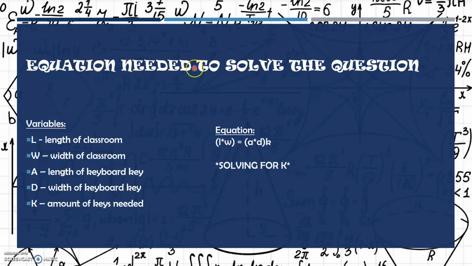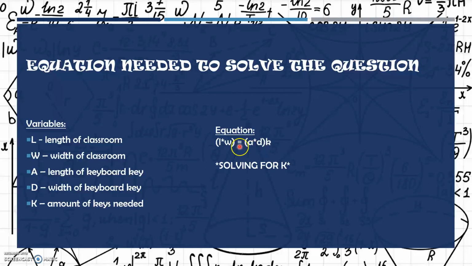My equation that I set up to solve the question is L times W equals A times D in parentheses times K. My variables: L is the length of the classroom, W is the width of the classroom, A is the length of the keyboard key, D is the width of the keyboard key, and K is the amount of keys needed.